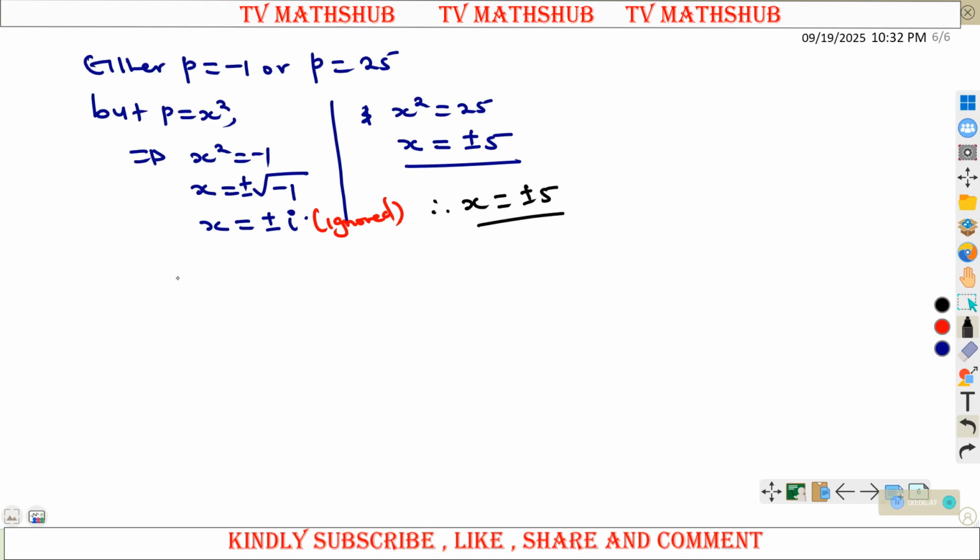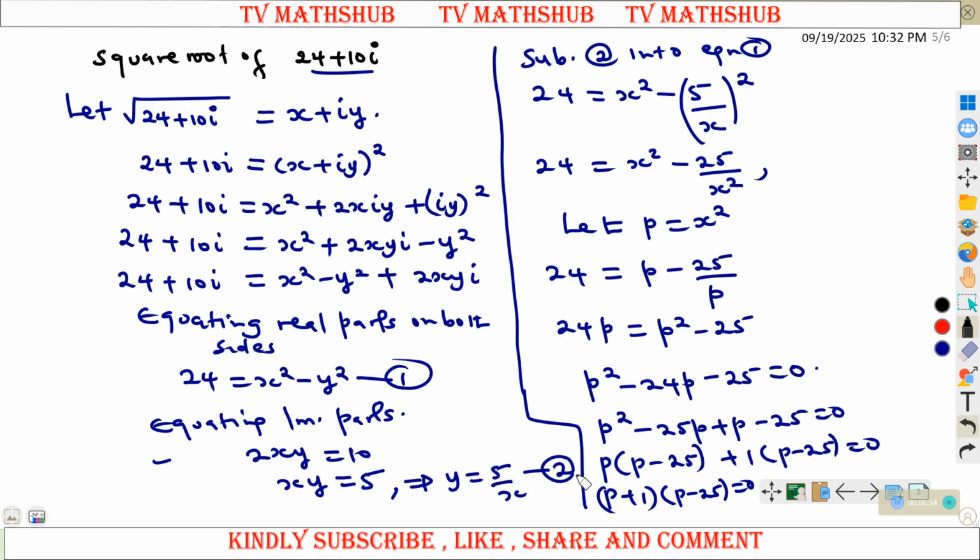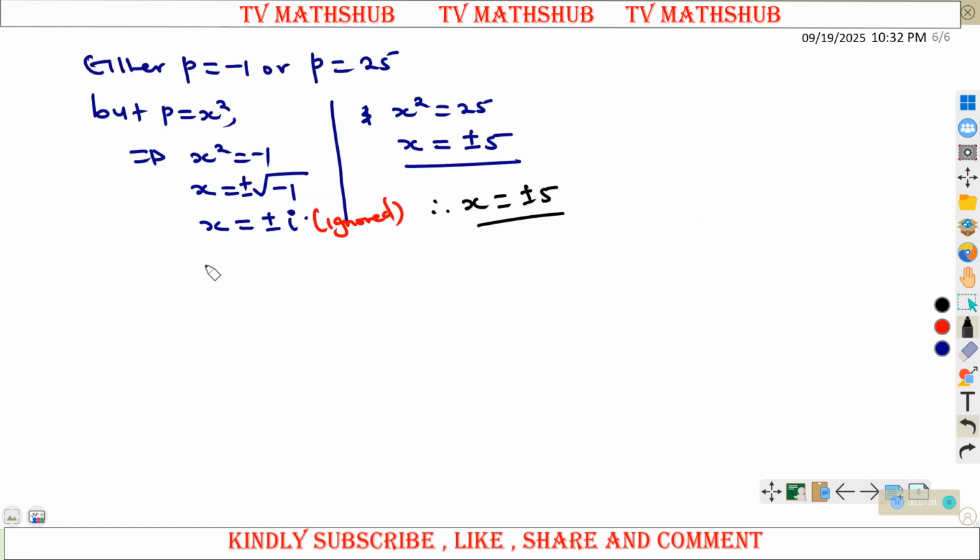So let us look at the value for y. Remember that y is 5 over x. So for y equaling 5 over x, this implies that if x is positive 5, y will be 5 divided by 5, which will give us 1.